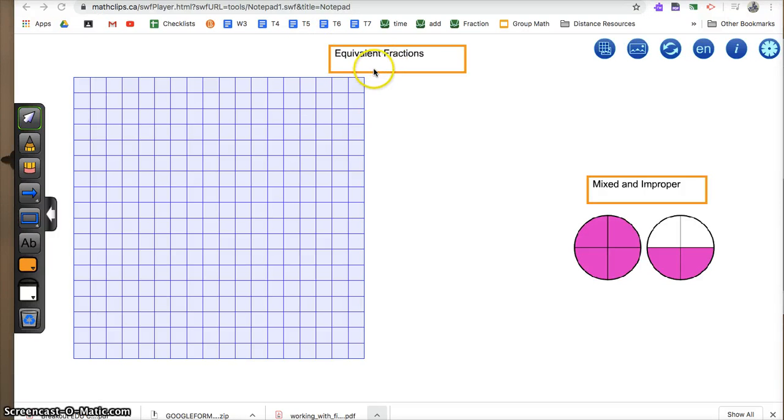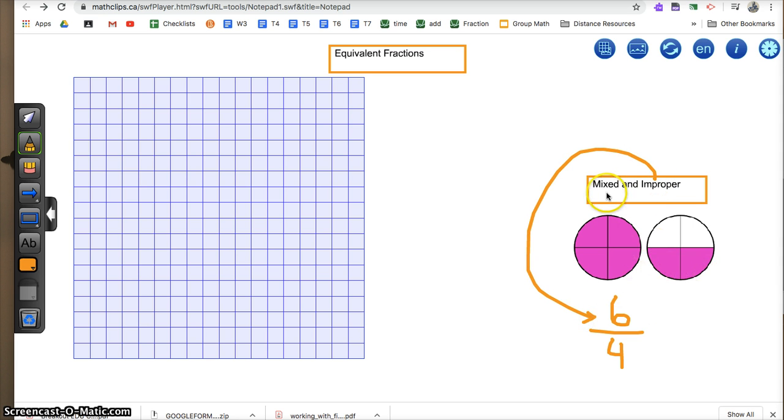We are going to talk about equivalent fractions, which we have briefly touched on. Let's do a quick review of mixed and improper, or just the way we write a fraction. Here we can see that each whole is cut into fours, so we know our denominator is going to be four. I have 1, 2, 3, 4, 5, 6, so I have 6/4 showing. That is my improper.